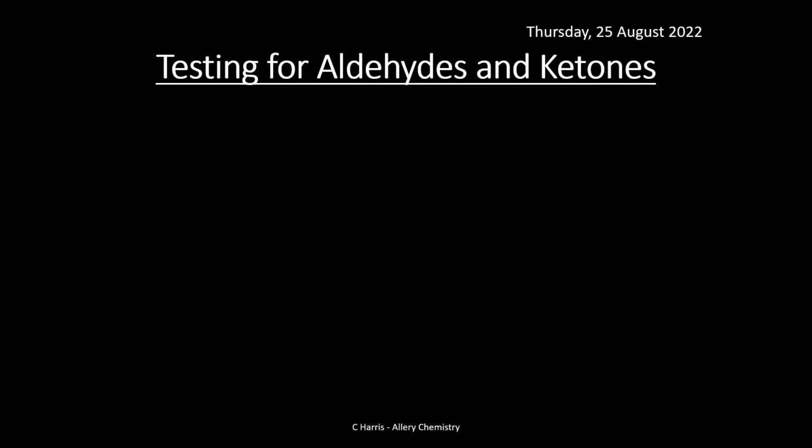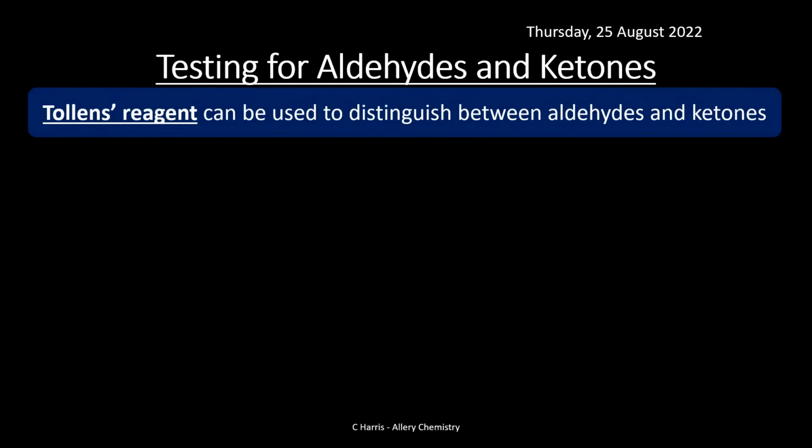Okay, so how do we test for aldehydes and ketones? We know we've produced them, but the problem with aldehydes and ketones is they're colorless liquids. They don't have any distinguishing features, and obviously you certainly shouldn't taste any of these at all, so definitely not. Instead we use a reagent to identify if we've got an aldehyde or a ketone. Tollen's reagent can be used to distinguish between aldehydes and ketones.